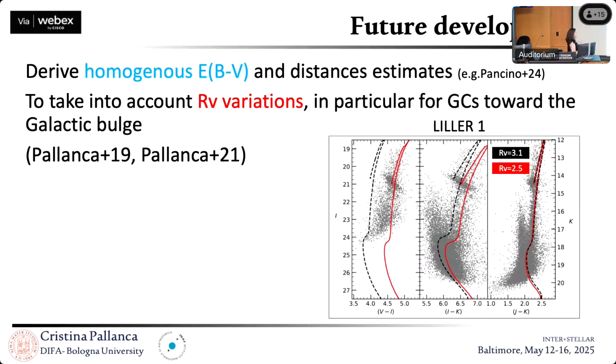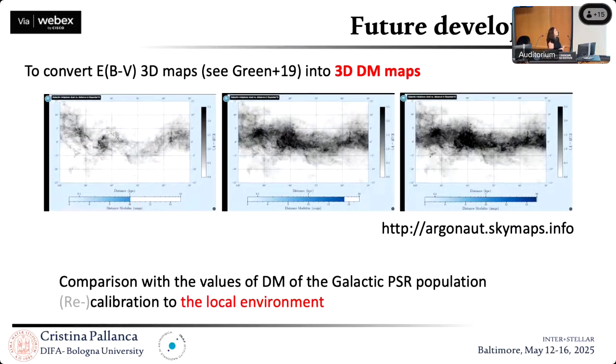Forgive me if this slide is not as complete and you are more expert than me on this, but we can do the next step by deriving homogeneous extinction and distance estimates. In particular, we should take into account the extinction law variation, especially toward the galactic bulge. And it would be very interesting to convert the 3D dust map into 3D dispersion measure maps and to compare the predicted dispersion measure with the true values measured from radio for the local pulsar population, or vice versa, to convert the dispersion measure into the extinction value.